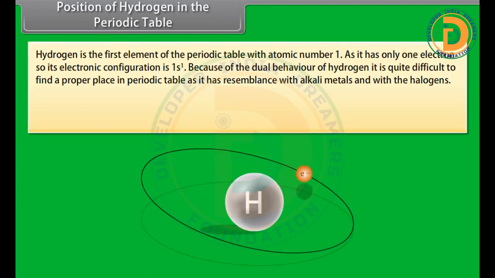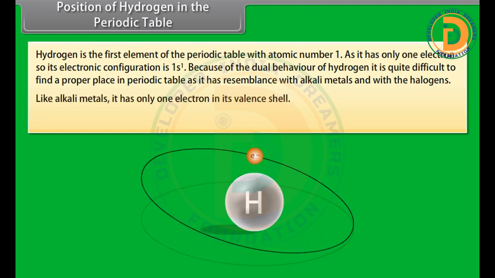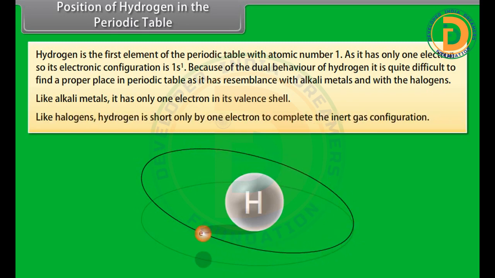Hydrogen is the first element of the periodic table with atomic number 1. As it has only one electron, its electronic configuration is 1s1. Because of the dual behavior of hydrogen, it is quite difficult to find a proper place in the periodic table, as it has resemblance with alkali metals and with the halogens. Like alkali metals, it has only one electron in its valence shell. Like halogens, hydrogen is short only by one electron to complete the inert gas configuration.